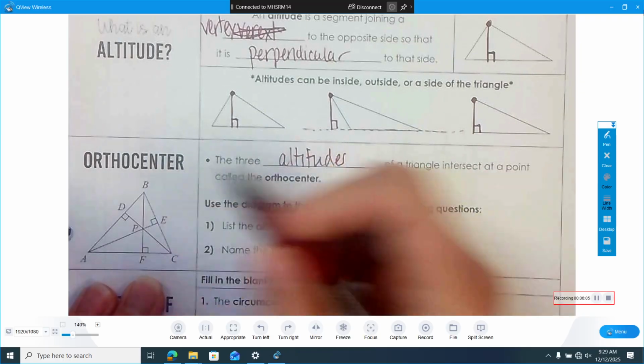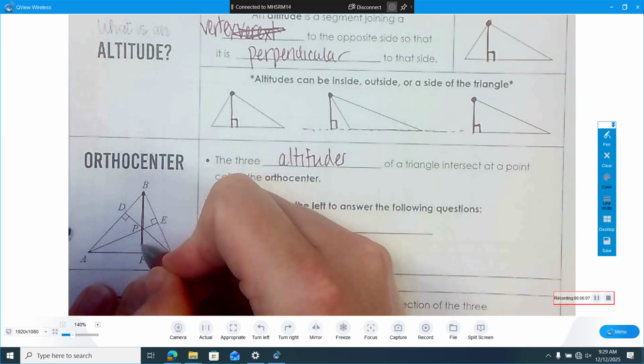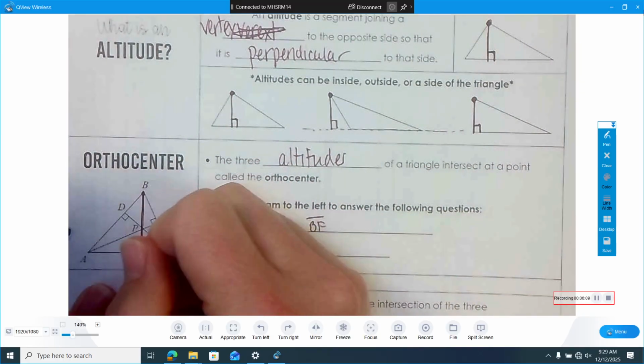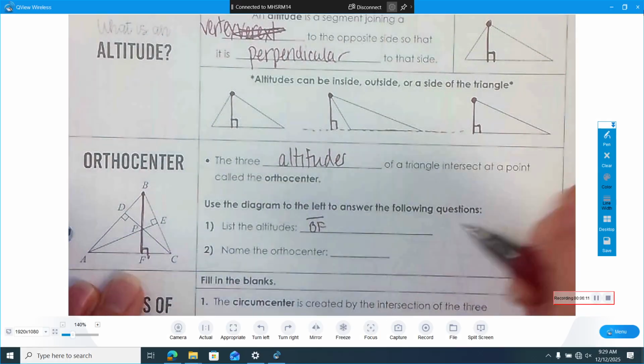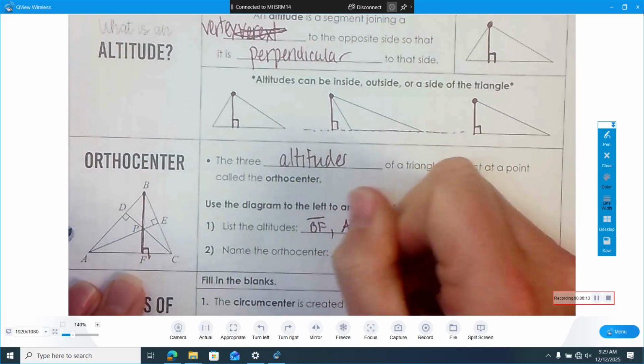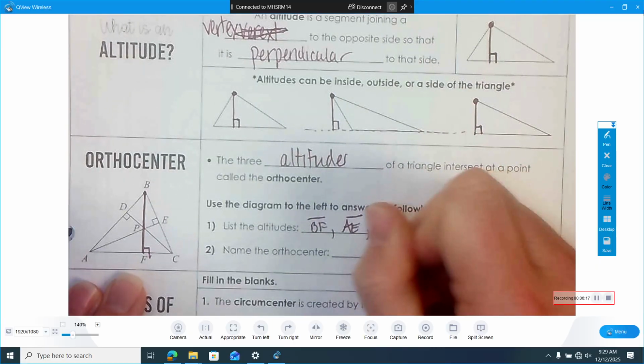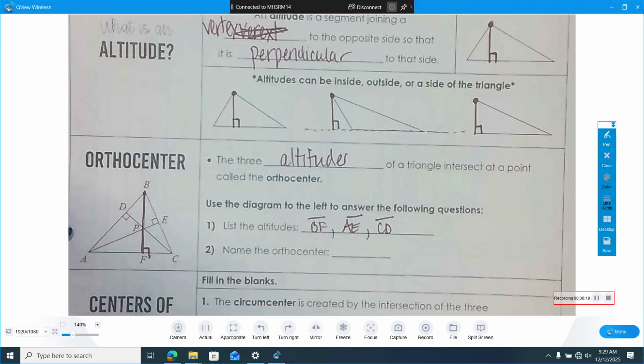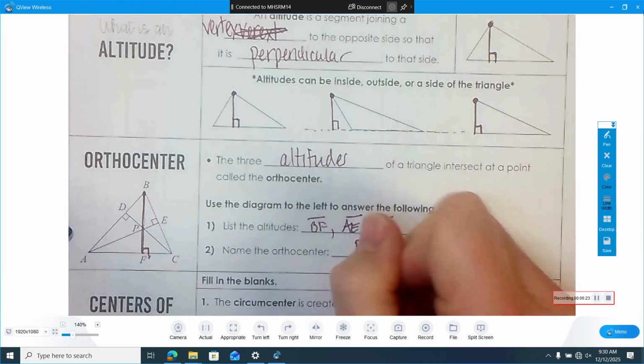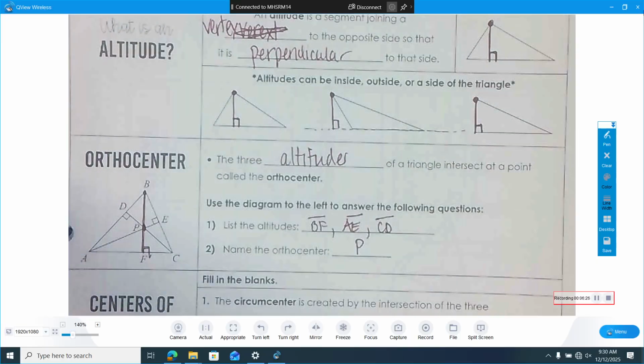BF is an altitude. It goes from a vertex and it's perpendicular to the other side. AE is another altitude, and CD is another altitude. Okay, what's the orthocenter? P, yes, the intersection of the 3. So you'll notice the difference here.